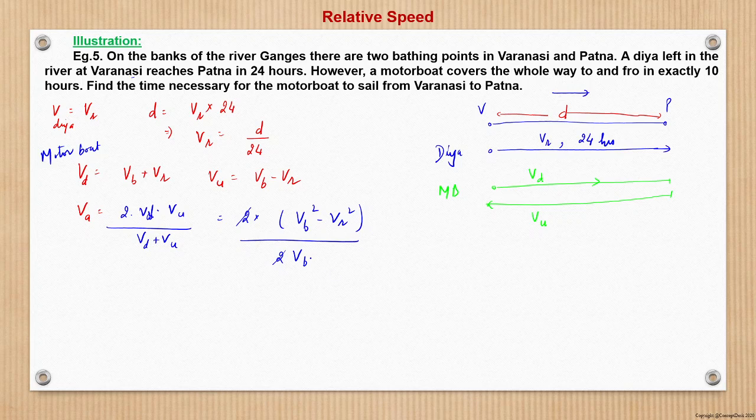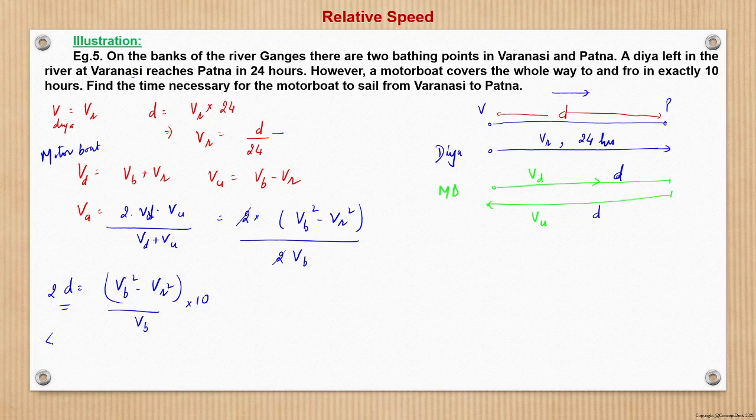So this is the average speed, and at this average speed the motor boat is covering a total distance of what? Here also D and back also D. Total distance is 2D at a speed of Vb square minus Vr square upon Vb in 10 hours, right? Now here we will substitute D. So D we can write as 24 Vr, right? So here I will write D as 24 Vr.